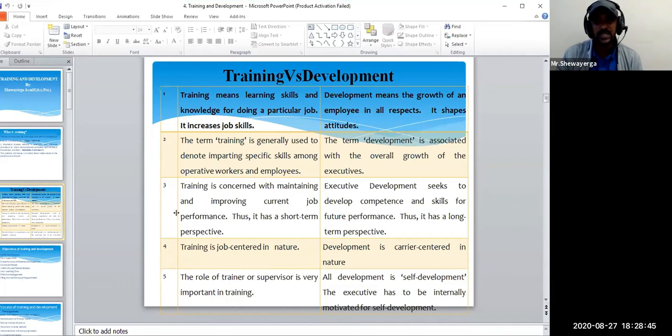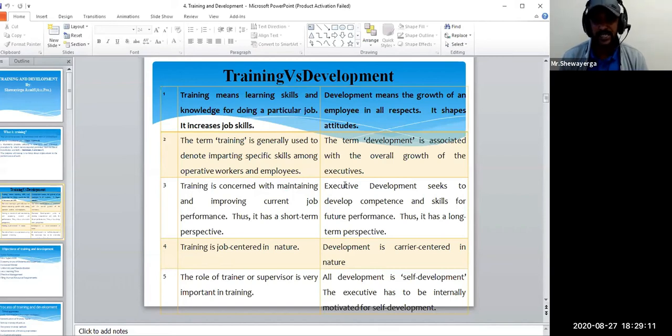This is all about the difference and similarity between training and development. But there are a number of differences, not only these. Those are the major differences between the two. You can investigate further what the differences and similarities are between training and development. Please Google on this issue.